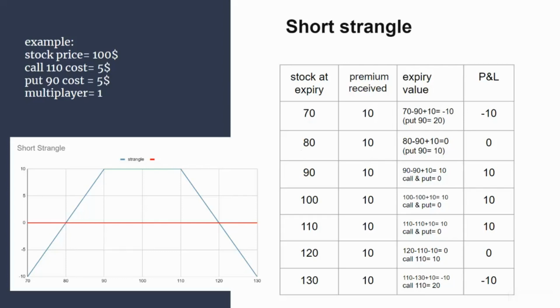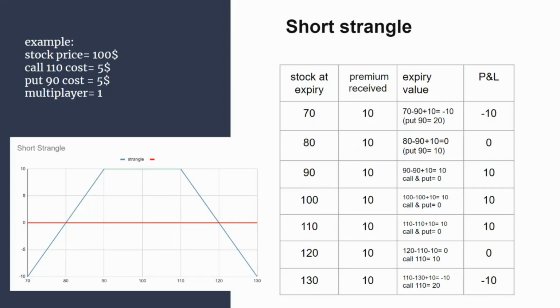That's the difference: 80 minus 90 plus $10, the total premium received, gives us 0. This is our break-even point. Now at 90, at 100 and 110, these are our best days. These are our happiest days, because this is our wide range. This is the range we wanted. We thought the stock was going to stay between those two, 90 and 110, which is not bad.